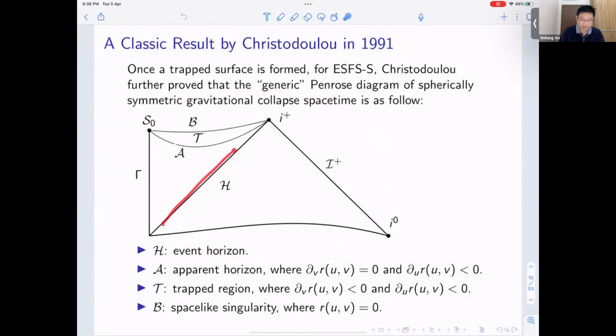Here H is the event horizon, and this would be the apparent horizon. We have the trapped region, and there will be the space-like singularity, and this will be the time-like infinity. Christodoulou, in one of his papers, further showed that in the exterior region, the metric will eventually settle down to a Schwarzschild metric with some final boundary mass M, right?